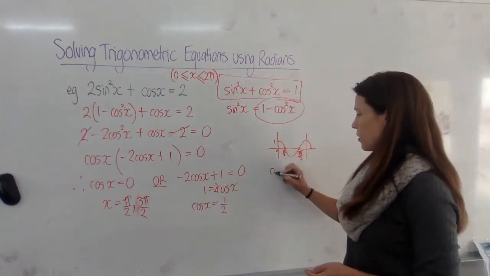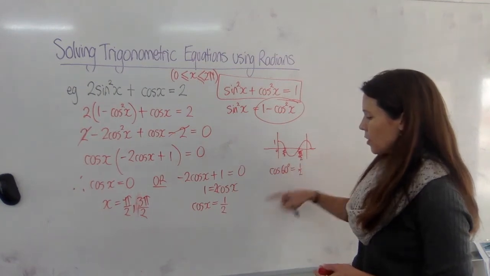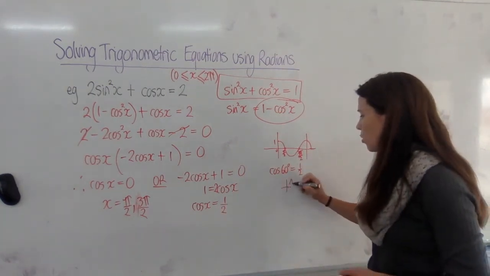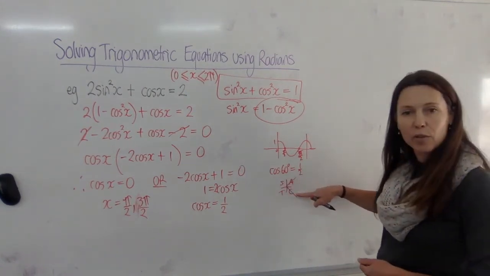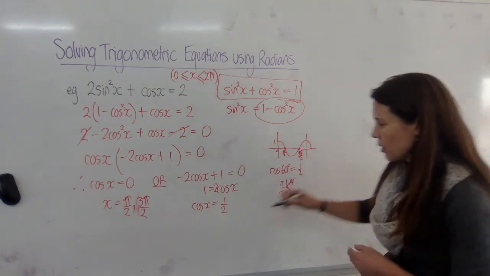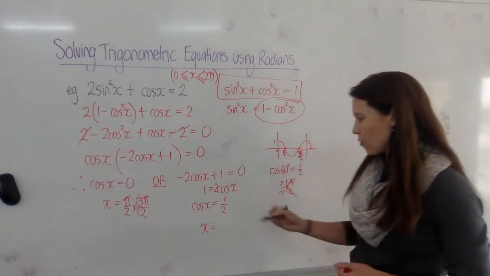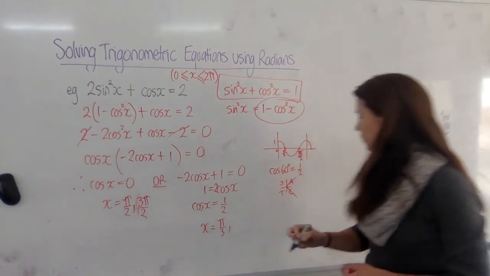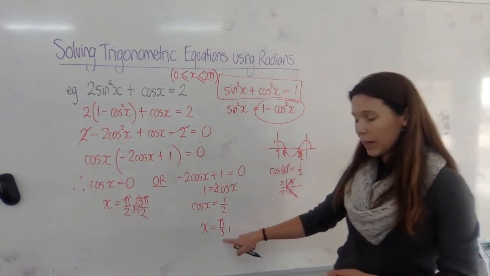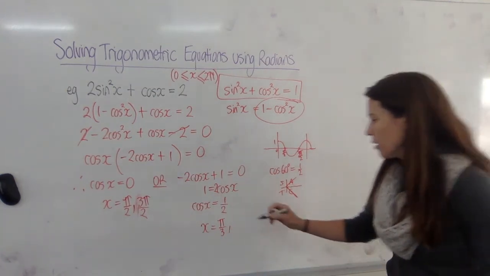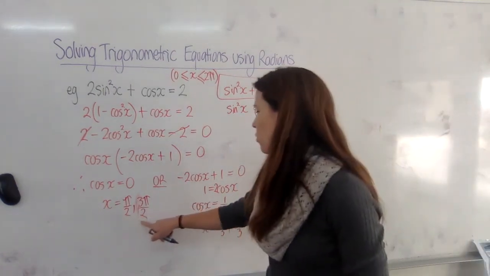Now, I know from my exact values that cos of 60 degrees equals a half. But there's also a related angle. All stations to central. If cos of 60 is a half, then I also have an answer down here in the fourth quadrant of another angle that's equal to a half. So I need to have my 60 degrees, which I'm going to write in radians. Now 60 is a third of 180, so it's pi on 3. And I also need to put in the fourth quadrant answer, which would be 2 pi minus a third of a pi, which will give me 5/3 of a pi, or 5 pi on 3. So I've actually got 4 answers to this.